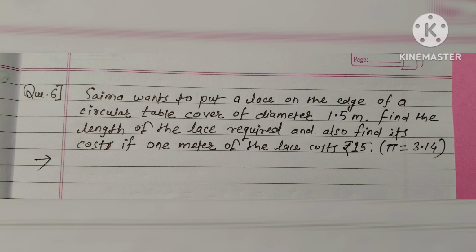Question number 6. Saima wants to put a lace on the edge of a circular table cover of diameter 1.5 meter. Find the length of the lace required and also find its cost, if 1 meter of lace costs rupees 15, and take the pi value as 3.14.